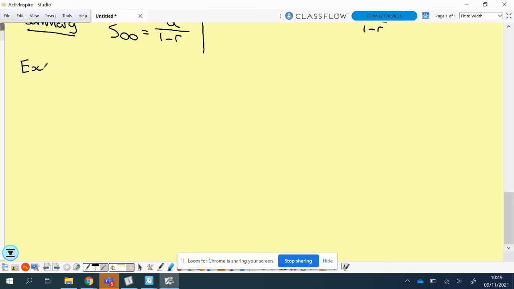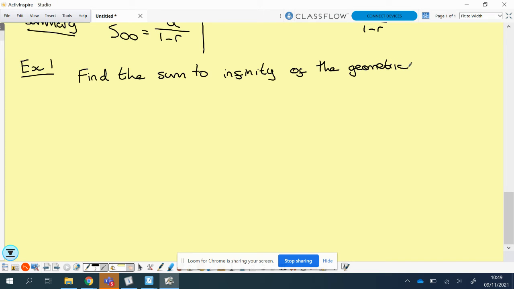So, example 1. Find the sum to infinity of the geometric series 250, 150, 90, 54, and so on. Okay.